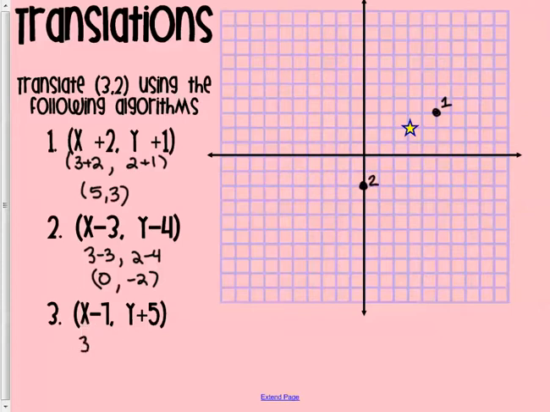If we use negative 7, 3 minus 7 is going to give us negative 4, and 2 plus 5 gives us positive 7. So we're moving to the left 7, 1, 2, 3, 4, 5, 6, 7, and up 1, 2, 3, 4, 5. Just to make sure, we should be at negative 4, 7, so this is number 3. So each one of these is an algorithm that is going to take our star and translate it.